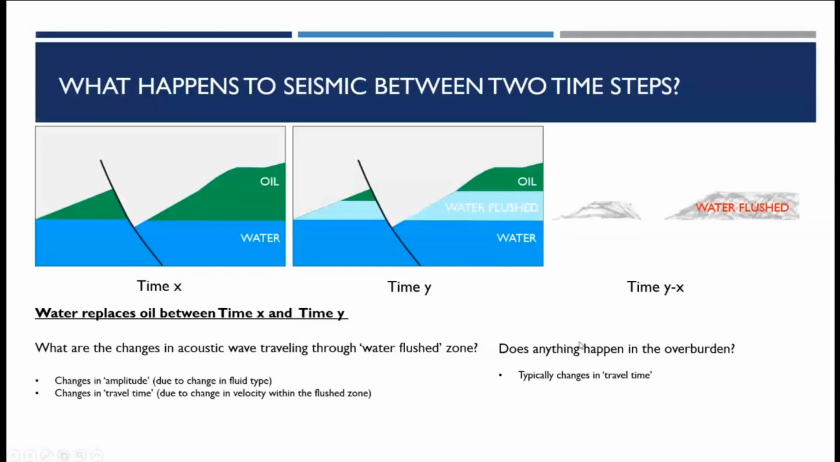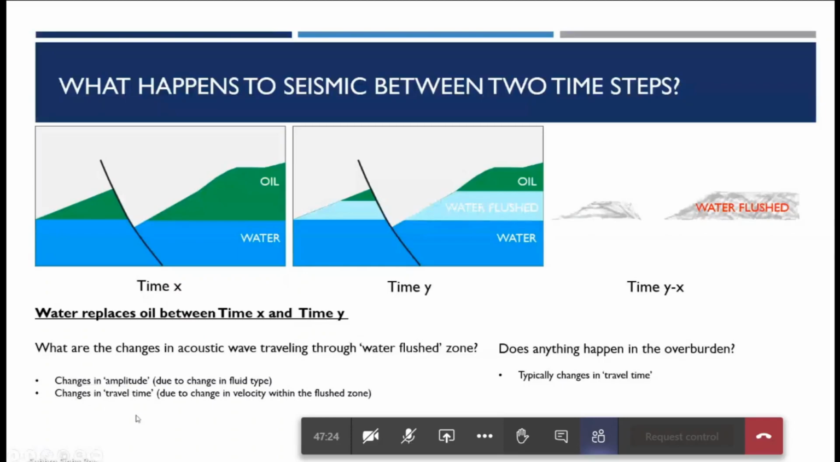Then again, seismically, what happens? What is the manifestation on seismic of the velocity changes, which lead to changes in the travel time? So what you're going to see here is that due to the change in saturation or the pressure changes, you're going to see changes in amplitude. In some cases, you're going to see very beautiful amplitude changes. In some cases, the amplitude changes could be very minimal. But definitely, in general, there should be a change in the travel time, due to the change in the velocity within the flush zone. So this is a key thing that we tend to see.